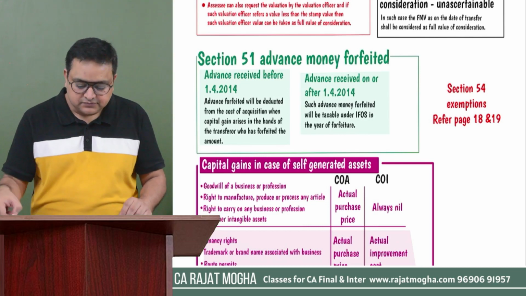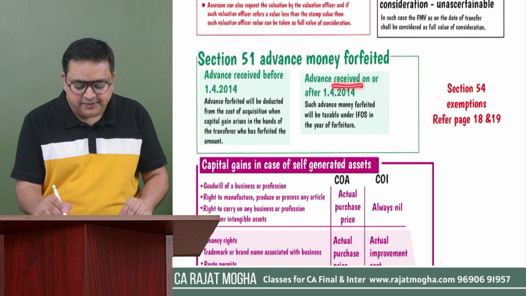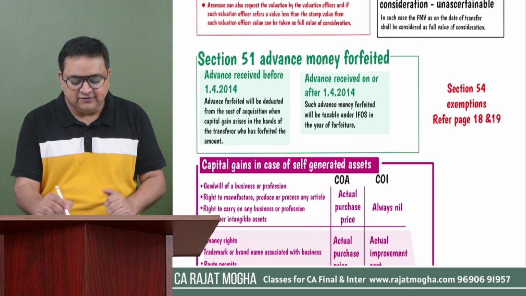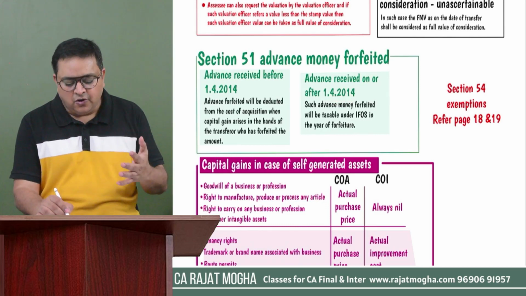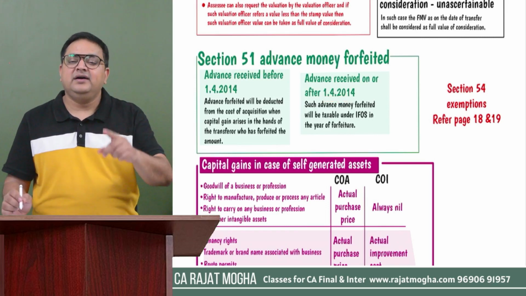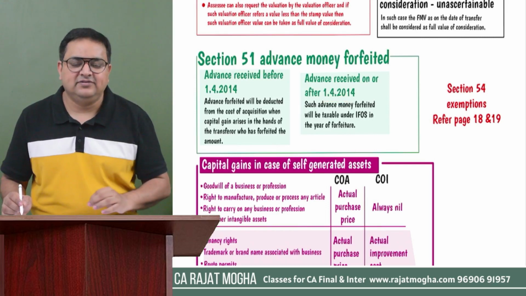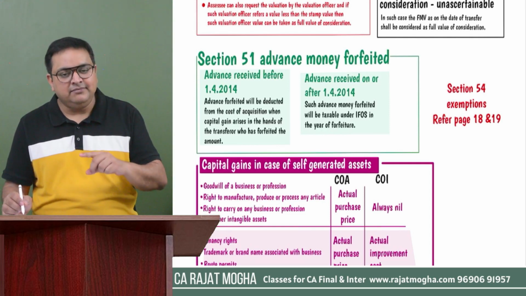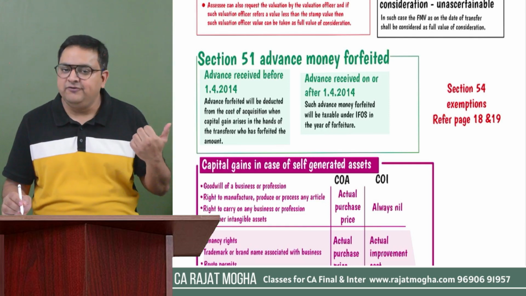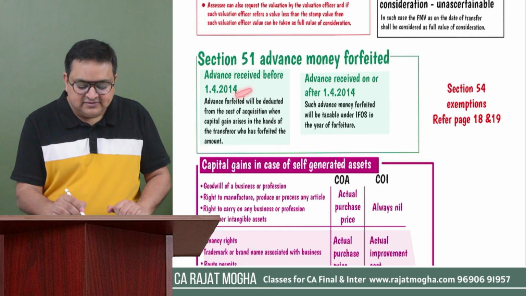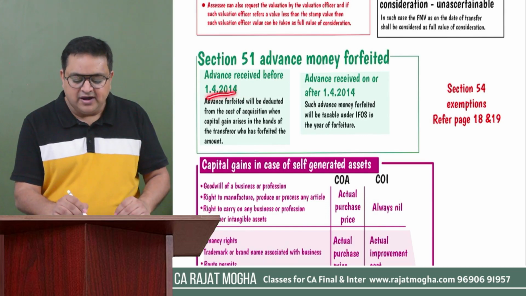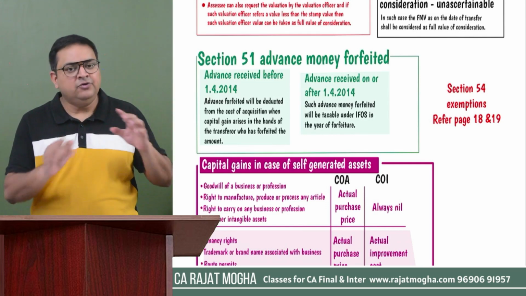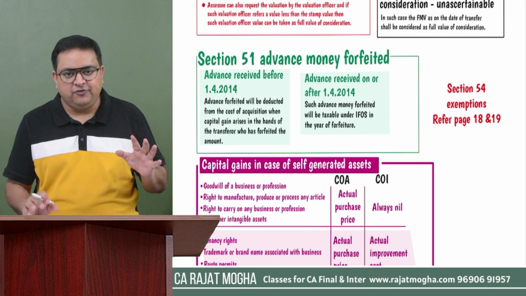How will we treat it? See, if this advance money is forfeited on or after 1st April 2014, that is the current situation, then in the year in which it is forfeited, it will become IFOS income. Whenever it is forfeited, it will become IFOS income. But the scenario was not the same up till 31st March 2014. If the advance money is forfeited before 1/4/2014, that is up till 31st March 2014, then in the year in which it was forfeited, we don't have to do anything. It will not become IFOS income.